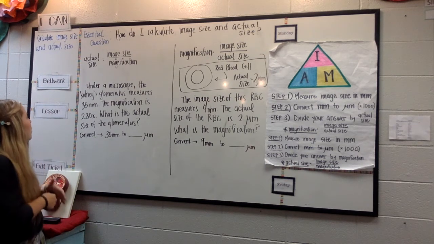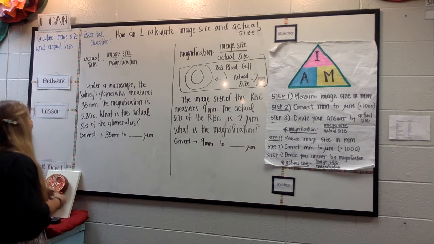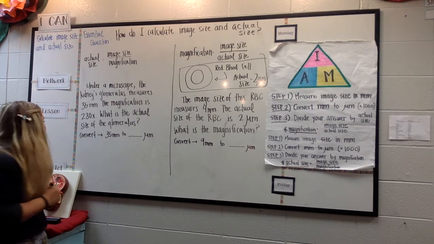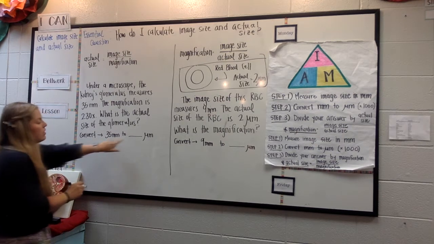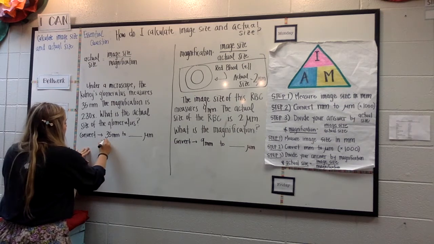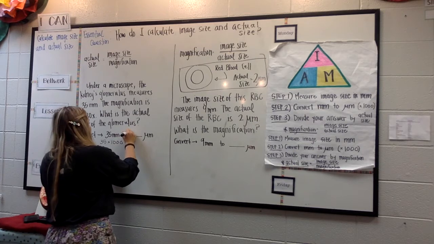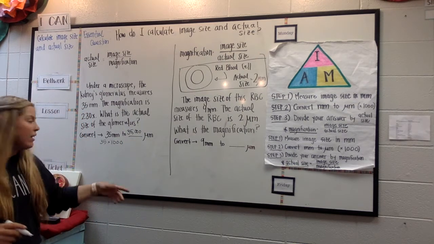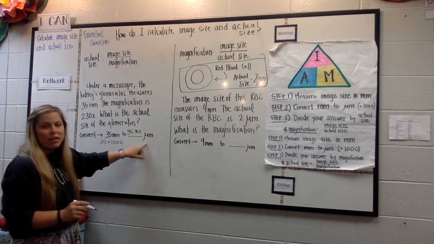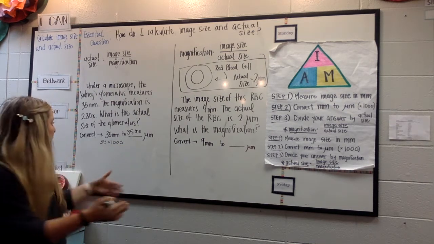So we know what it measures from the image that we're looking at. What is the actual size of the glomerulus? So the first thing we're going to do is convert 35 millimeters to micrometers. And to do this, we just simply say 35 times 1,000. Okay, so that gives us 35,000 micrometers. And the micrometer is always going to look like this, M with a little tail on it. That's how you can decipher between a millimeter and a micrometer.